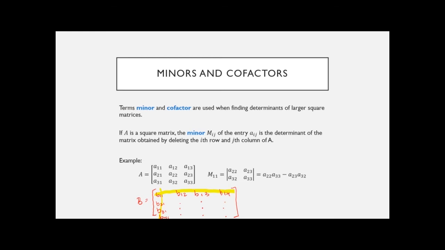So the minor is just literally the determinant of the smaller matrix that you have. And sometimes to find that minor, you have to find a determinant of an even smaller matrix.